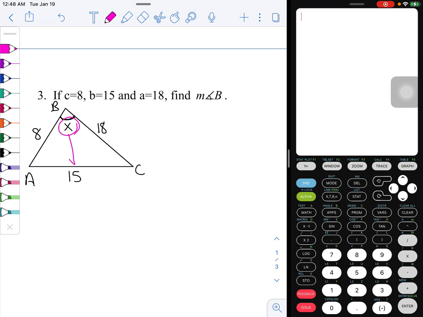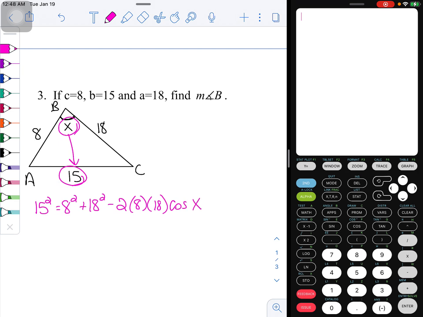I know this angle is opposite that side. So this is the side I'm going to start with. This is the angle I'm going to end with, and the 8 and the 18 are what I'm going to use in the middle. So 15 squared is equal to 8 squared plus 18 squared minus 2 times 8 times 18 cosine of x. Now, this is the slightly more complicated one simply because x is attached to this cosine, which is attached to this expression, which is then attached further to these expressions. So we need to undo it very carefully.